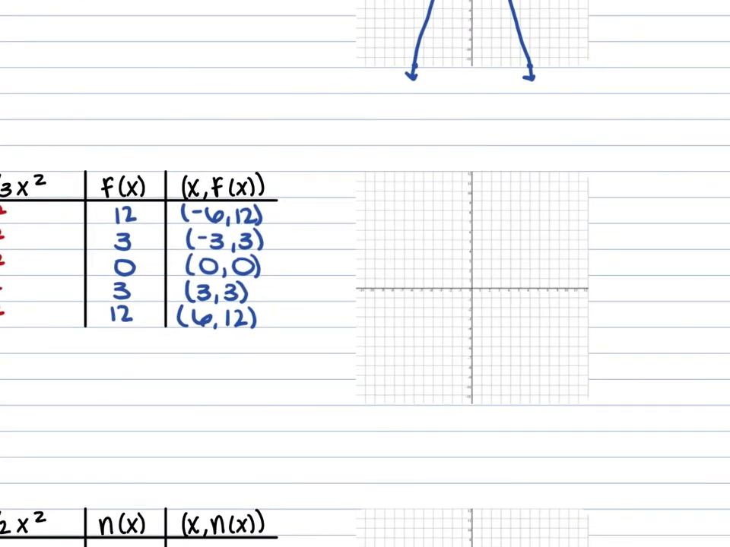So for this one, we're going to go up instead of going down. So we're going to go negative 6, 12 is here, negative 3, 3 is here, 0, 0, 3, 3, and 6, 12. And then we just draw the line going up.